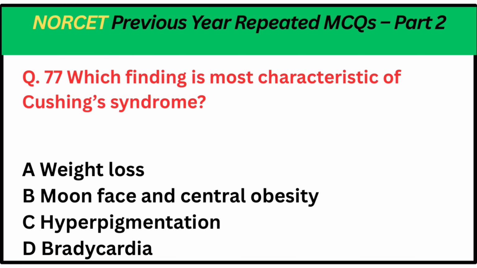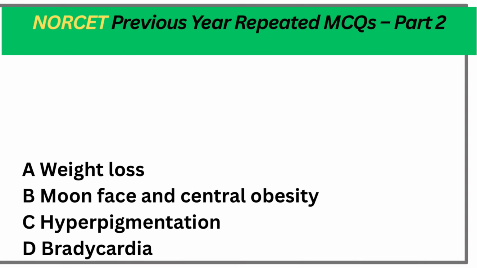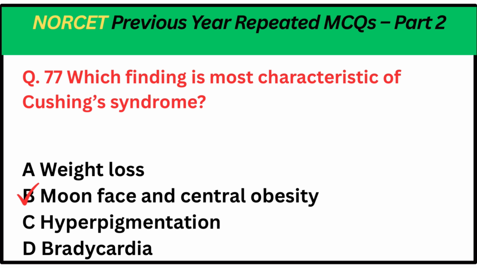Which finding is most characteristic of Cushing's syndrome? Your correct option is option B, moon face and central obesity. Moving to the next question, question number 78.